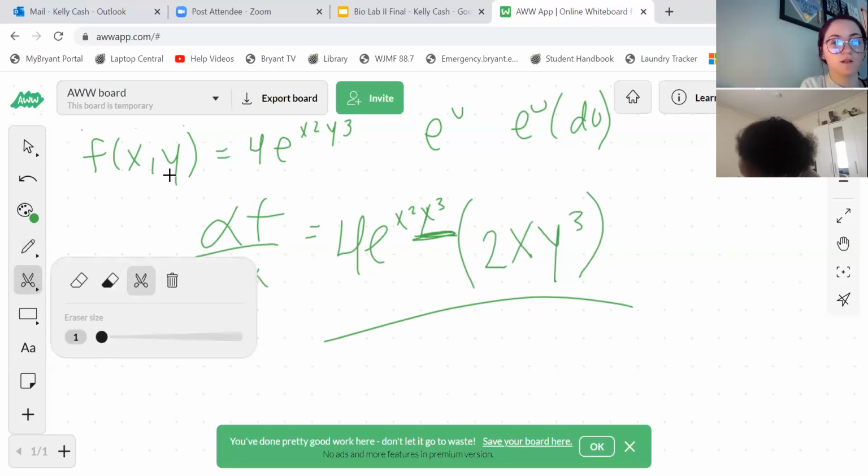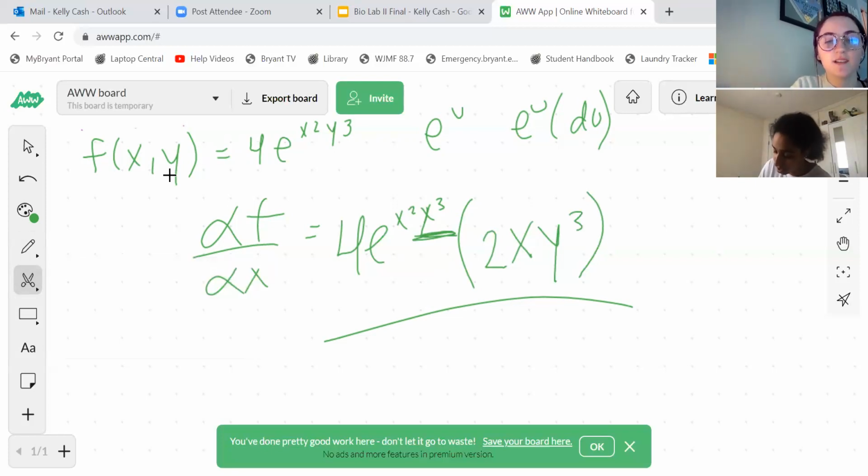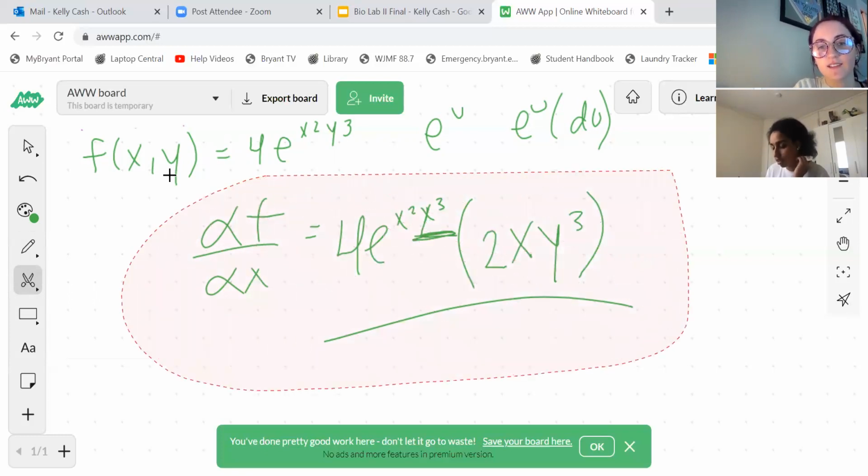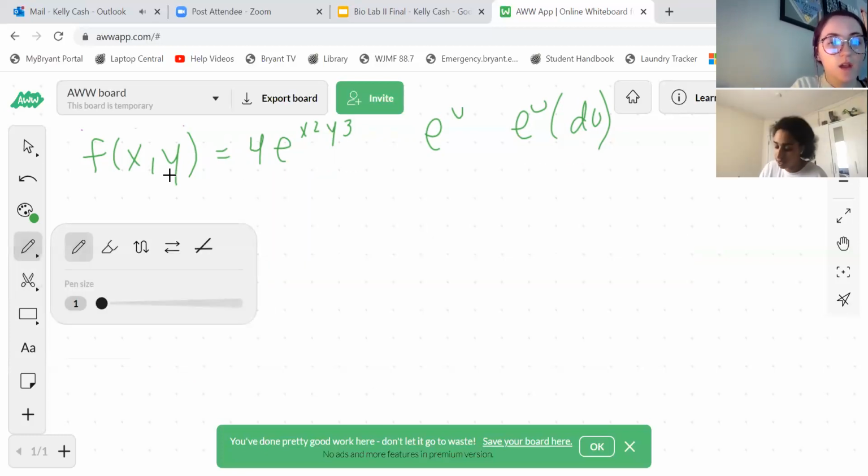Are you good? It's easier than it looks. It's just hard to look at y or x and just call it a constant.